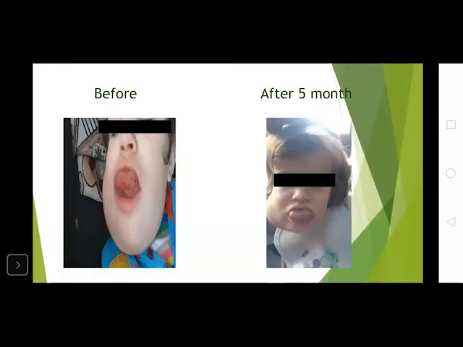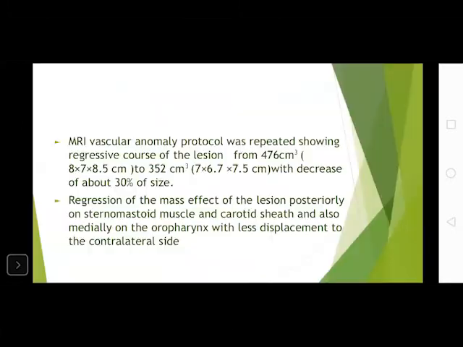5 months later, this is a photo of our patient. The swelling of the tongue decreased and the drooling of saliva actually decreased. We did MRI vascular anomaly protocol, which showed the regressive course of the lesion from 476 cubic centimeters to 352 cubic centimeters, which is a decrease of about 30% of the size of the lesion. Also, regression of the mass effect of the lesion posteriorly on the sternocleidomastoid muscle, carotid sheath, and also medially on the oropharynx with less displacement to the contralateral side.